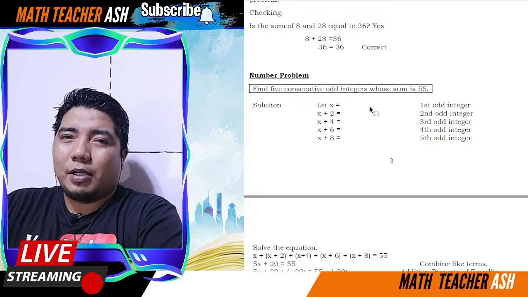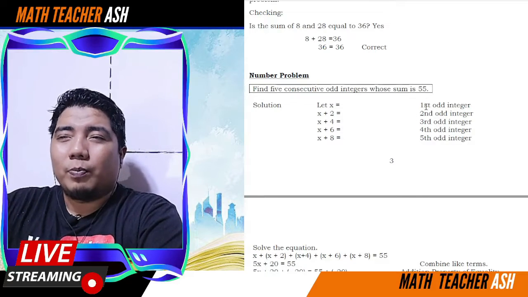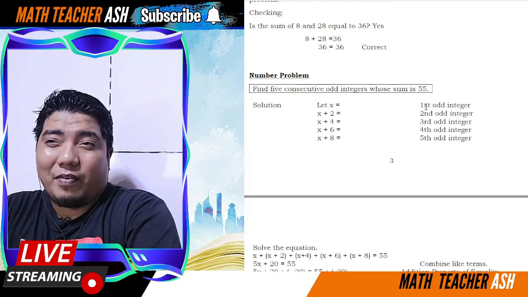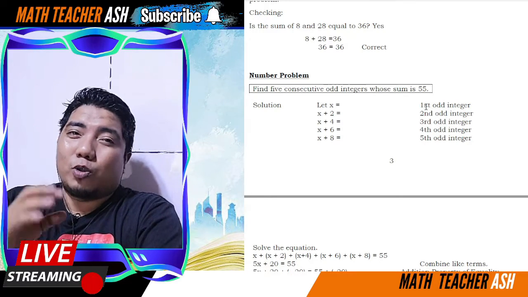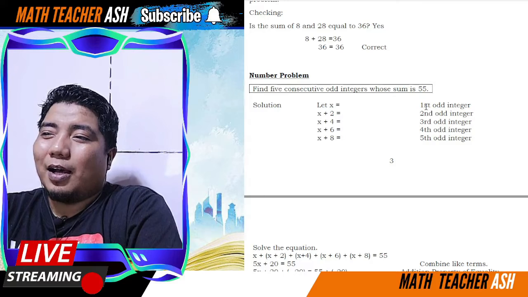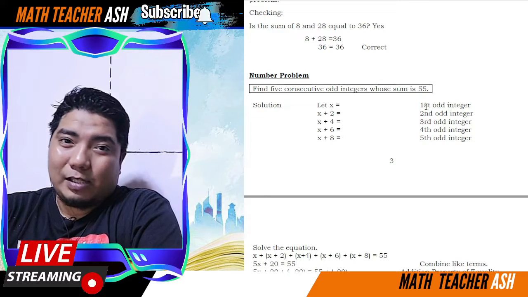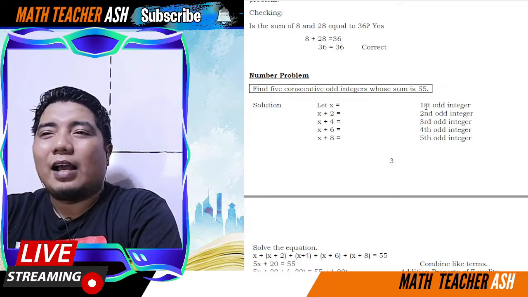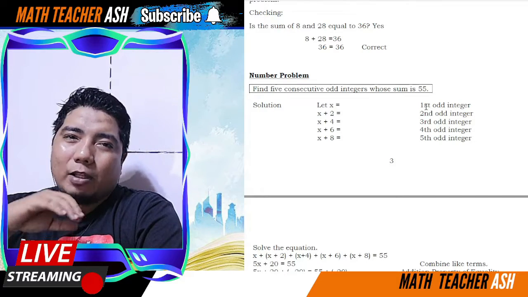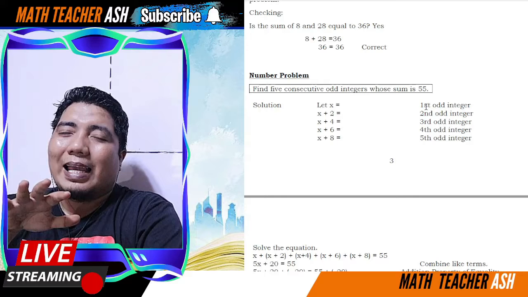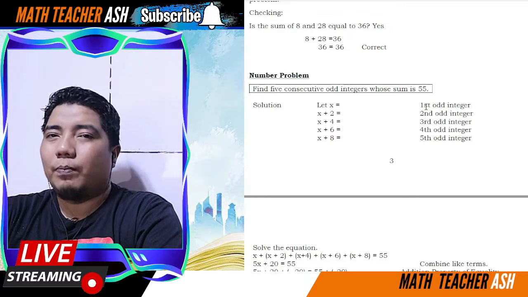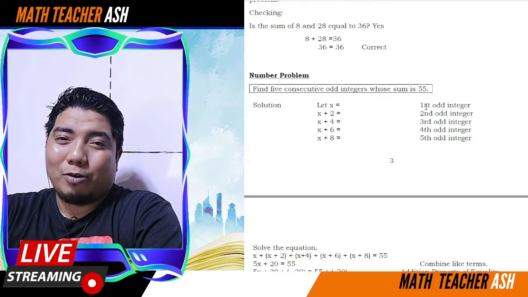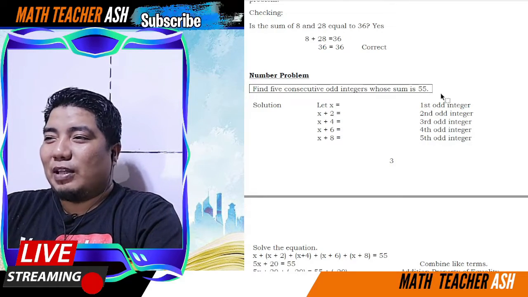These are numbers na hindi divisible by 2. Example, we have 1, 3, 5, 7, 9, 11, 13, and so on and so forth. So those are numbers na not divisible by 2, known as the odd numbers. So magkakasunod yun sila. Now, ang sabi dito is hanapin daw yung 5 magkakasunod na hindi divisible by 2 na numbers. Pero pag i-add mo yung 5 numbers na yun, ang sagot ay 55.